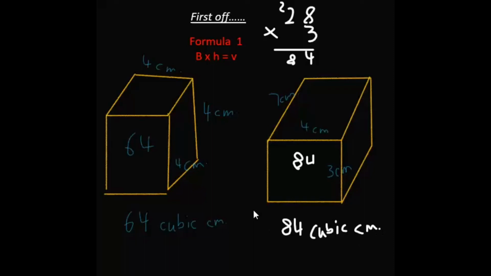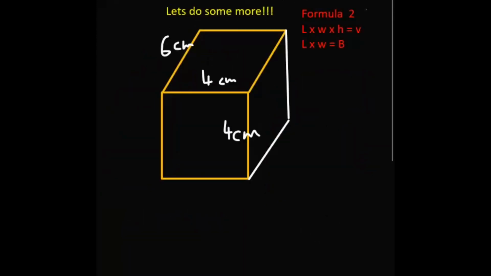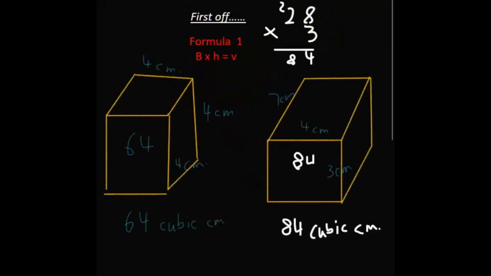Okay, so now that we did this, let me show you another formula that you can use. Formula 2. This is my multicolor 3D rectangular prism. Our Formula 2 is length times width times height equals V, volume. Right here it says length times width equals B, which is base, which is what we did on the last page. B times H.